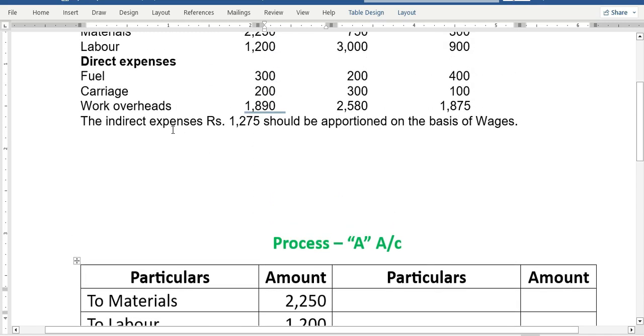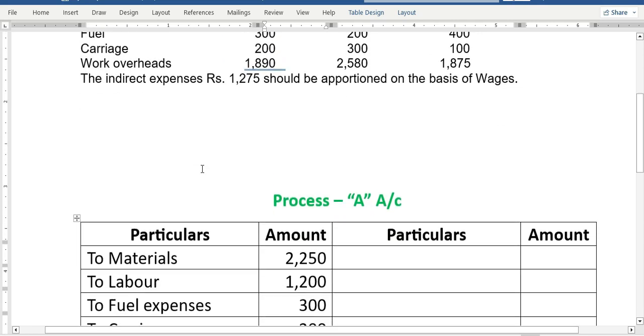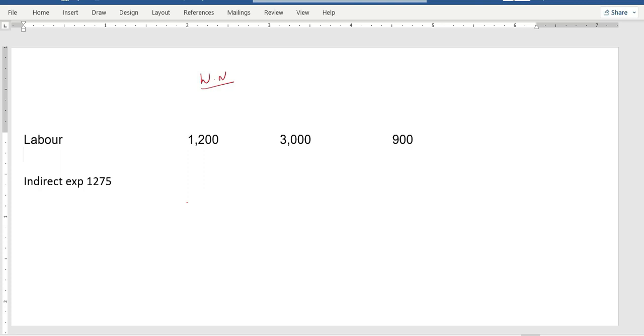Now we are going to post indirect expenses. To indirect expenses, 300. How did this 300 come? We have one working note. Now we are going to calculate indirect expenses on the basis of wages. We have wages of 1200 for A, 3000 for B and 900 for C.